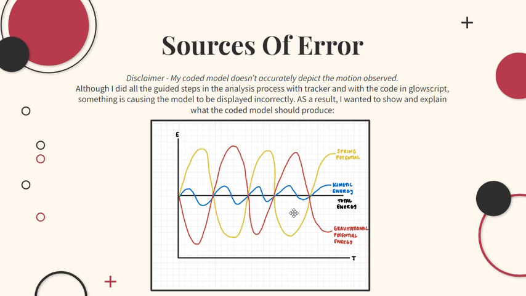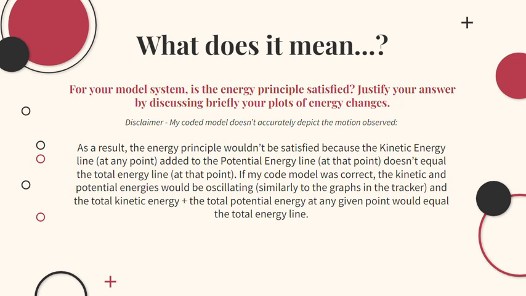They're oscillating back and forth, going from kinetic to potential energy at the extremes, and then in the middle, it's a little mix of both. As a result, the energy principle would not be satisfied because the kinetic energy line at any point added to the potential energy line at any point doesn't equal the total energy line at that point. If my code model was correct, the kinetic and potential energies would be oscillating, and the total kinetic energy plus the total potential energy at any given point would equal the total energy line.